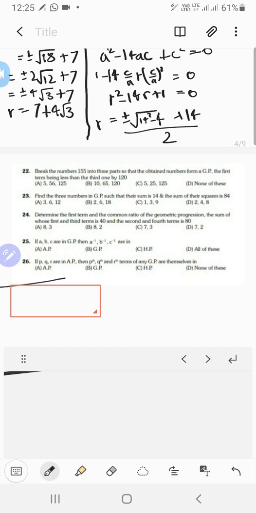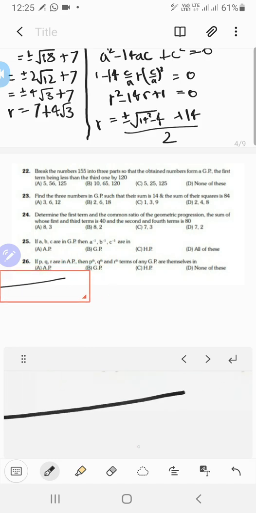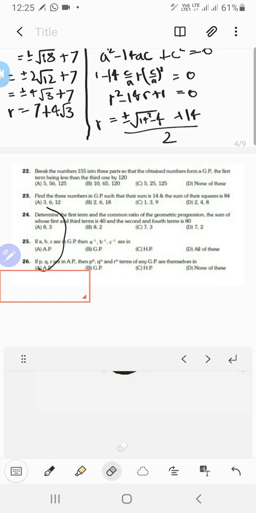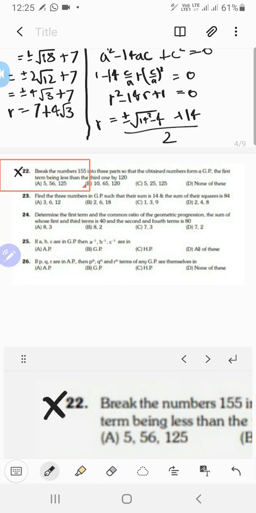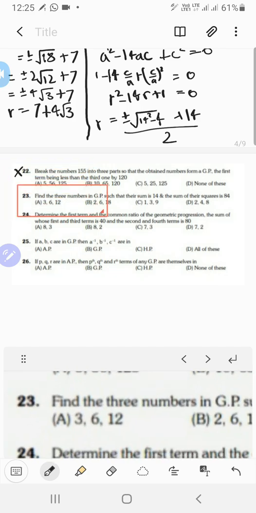I don't think that this is a nice question, because we don't know what they are even talking about. So I'm just going to cross this out. We won't be doing this question. Okay, let's do the 23rd one.